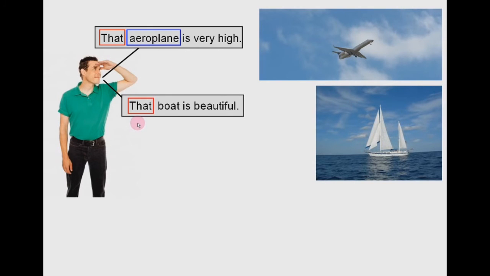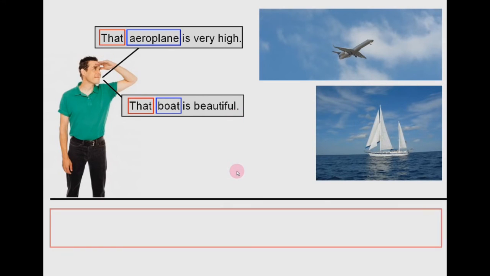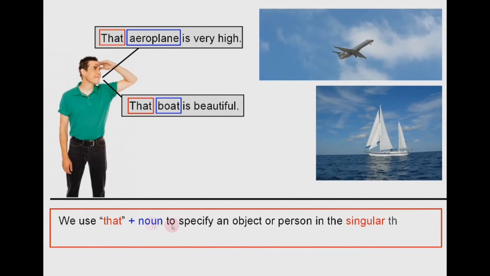And this is the same. That boat is beautiful. So the rule, we use that with a noun to specify an object or person in the singular that is far from us. So again, this is for things which are far from us.